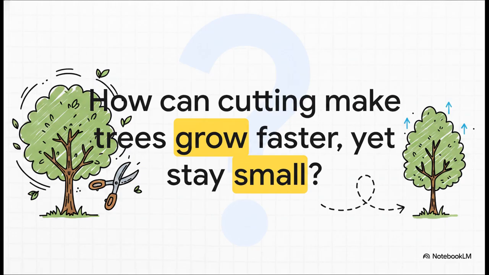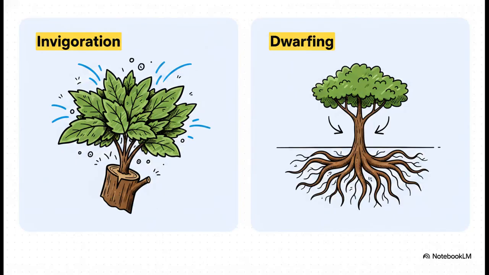Consider this for a second. How can cutting pieces off a tree make it grow faster, yet ultimately cause it to stay smaller? Sounds totally impossible, right? Let's unpack it. Pruning does two seemingly contradictory things at the exact same time. It invigorates and it dwarfs. When you prune, you're removing growing points. But the root system? It stays the exact same size.